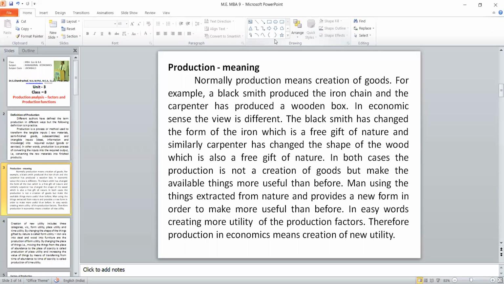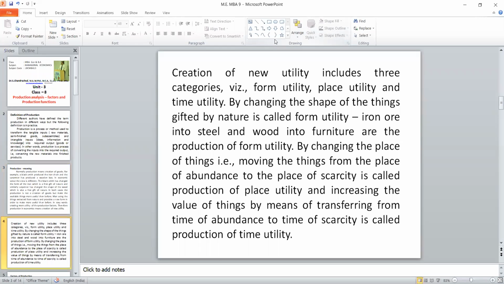What type of utility? There are 3 types of utility. The first one is form utility. The second one is time utility. The third one is place utility. Suppose you are changing the shape of the given nature, it is called form utility. Wood will become a chair or iron will become a steel chair. This is called form utility.